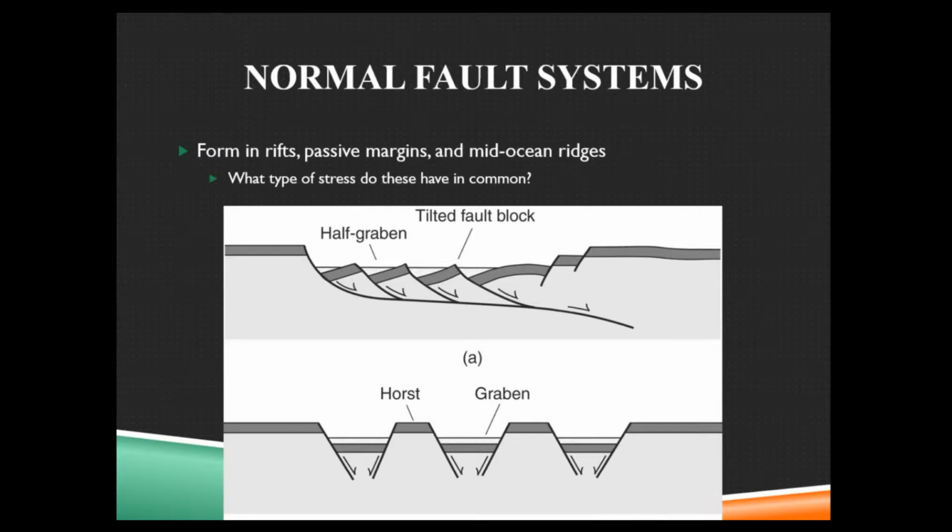In the tilted listric fault area, we get a bunch of half grabens, where one side of it has been pulled down and one side of it's still sticking up, and they're all tilted. Those are called half grabens, because only half of the block got pulled down. In this case, the left side of each of those blocks.